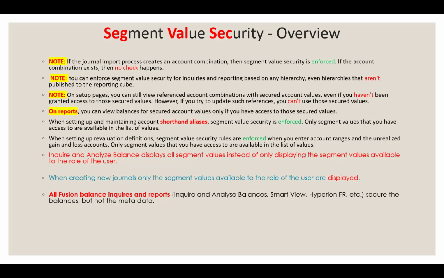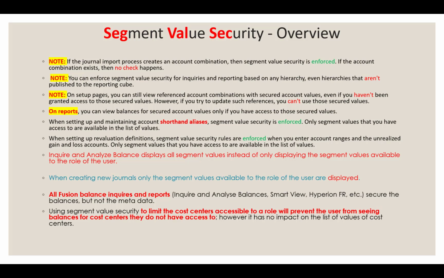All Fusion balance inquiries and reports, like Smart View, Hyperion Financial Reporting, Inquire and Analyze, OTBI, secure the balances but not the metadata. Also, they will be affected by the segment value security. Using segment value security to limit the cost centers accessible to a rule will prevent the user from seeing balances of the cost center. However, it has no impact on the list of values of cost center.